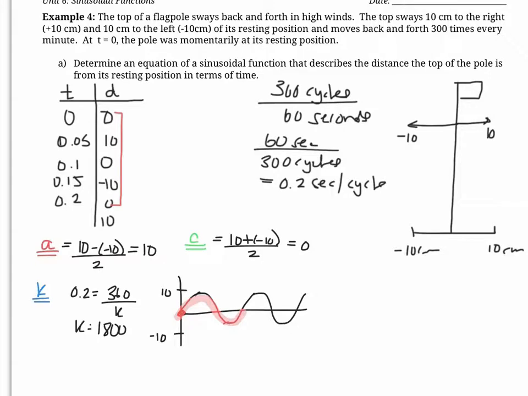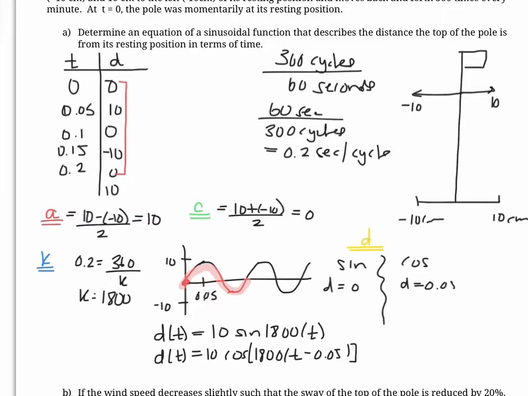So if we choose a sine curve, it hasn't been shifted over at all. If we choose a cos curve, it's been shifted over 0.05, because this point is (0.05, 10). So let's use a sine curve so that our d value is 0. So whether you chose sine or cos, here are two equations that can work. If you came up with your own, test them in Desmos to make sure that they match up exactly with what we have here.